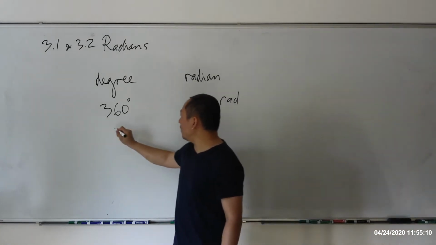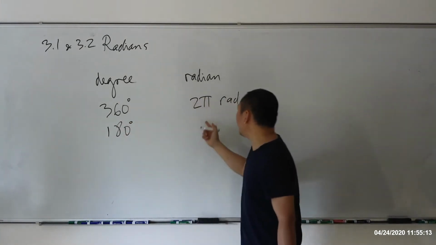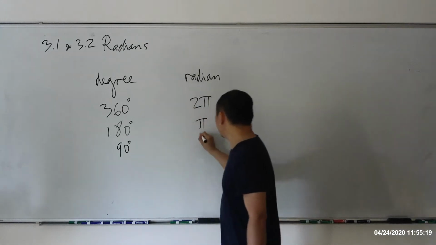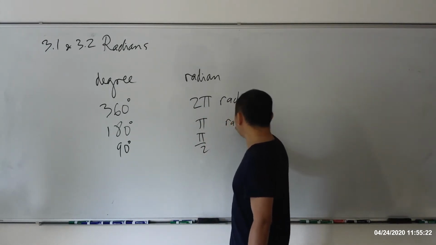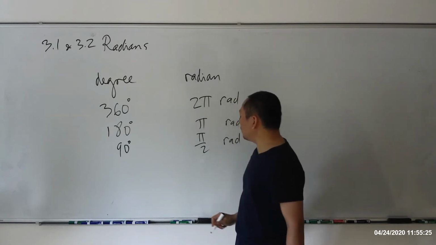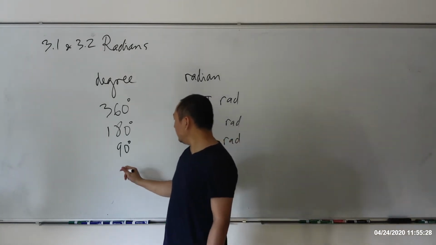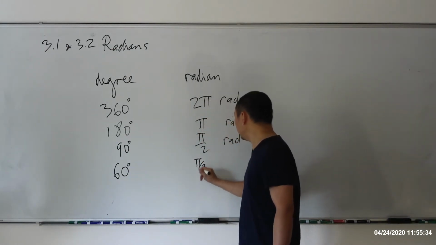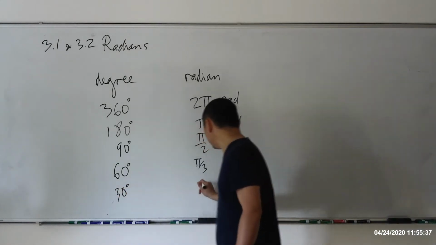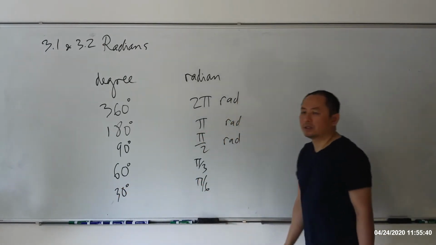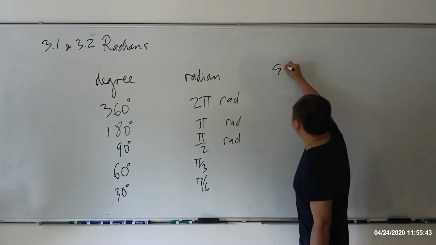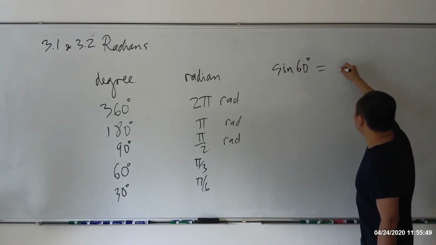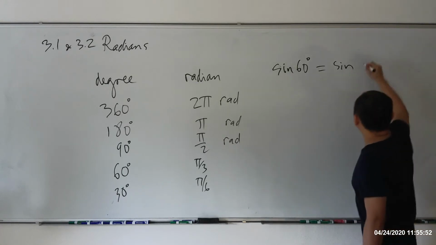So if you have a half circle, it means 180 degrees, and of course half of 2 pi is just 1 pi. Similarly, 90 degrees is pi over 2 radians. Same thing, 60 degrees is 1/3 of pi, so it's going to be pi over 3. 30 degrees is pi over 6. So if you work with degrees, you have something like sine of 60 degrees, and in terms of radian, you're going to write sine of pi over 3.